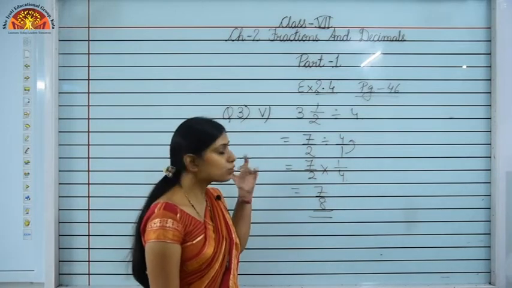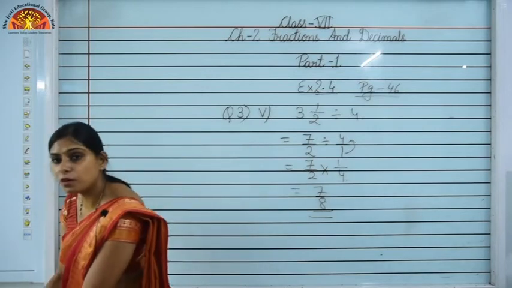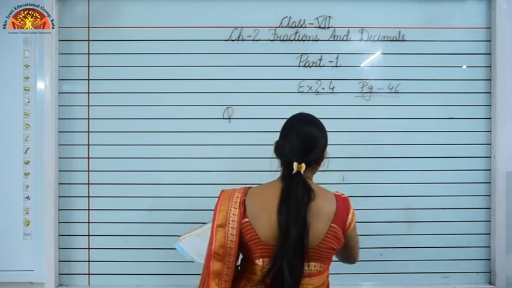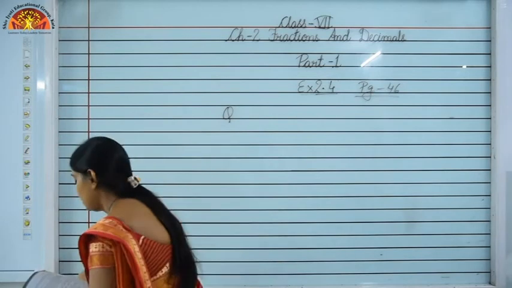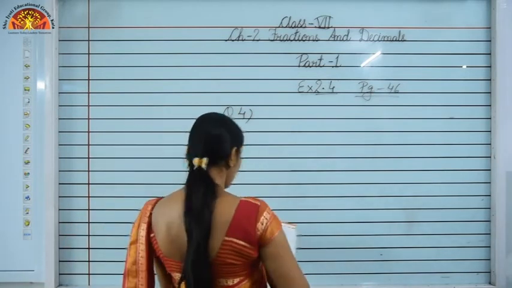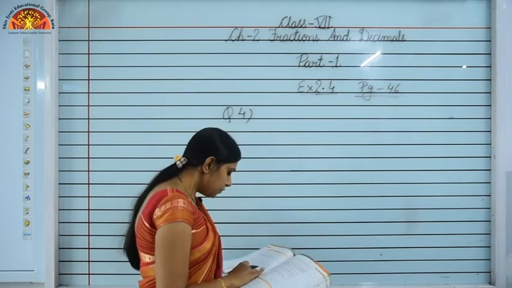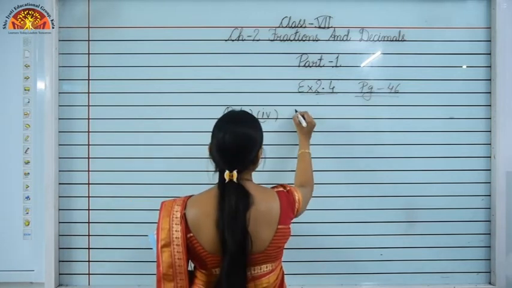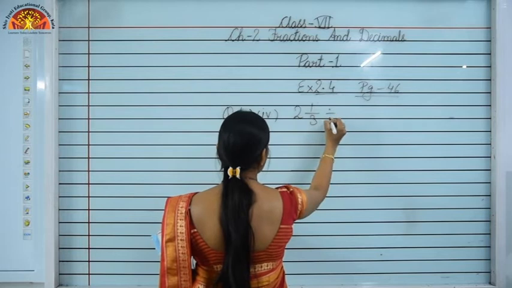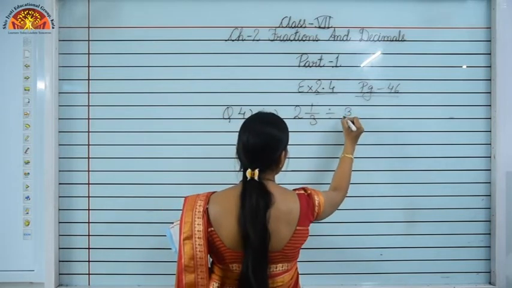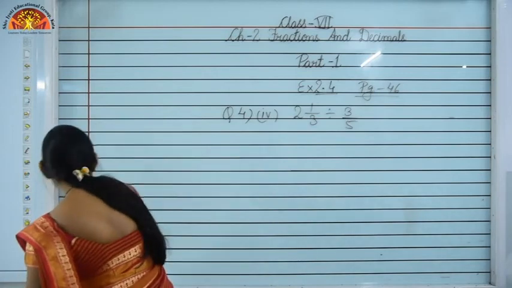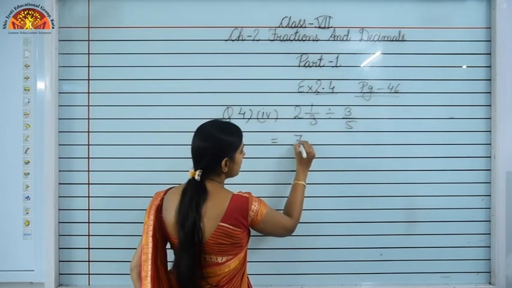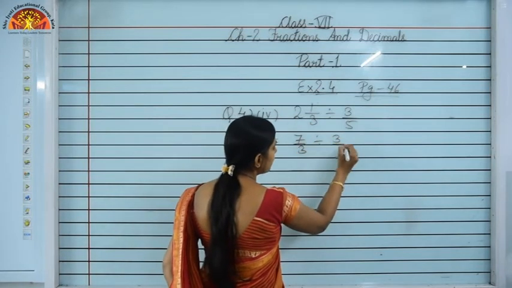Now we will just do the last question of this exercise. That is the question number 4. Now just see question number 4 over here. We will solve fourth part, question fourth part. That is 2/3 divided by 3/5. Okay. Now mixed fraction. So we have to change it into the improper one. So 3 2s are 6 and 6 plus 1, which is 7/3 divided by 3/5.